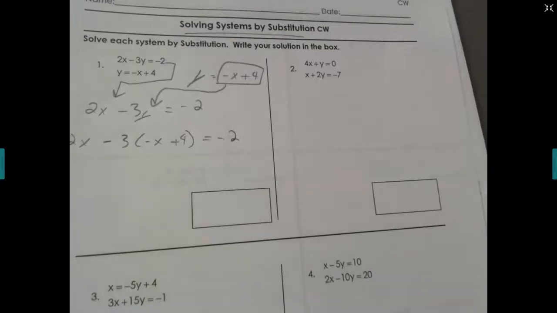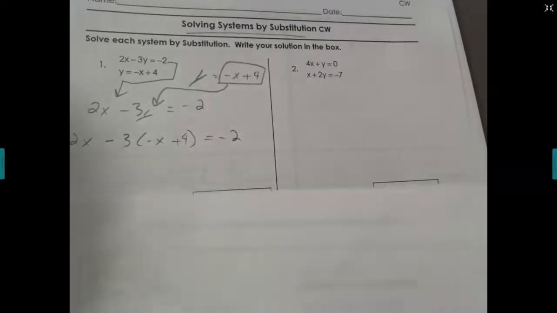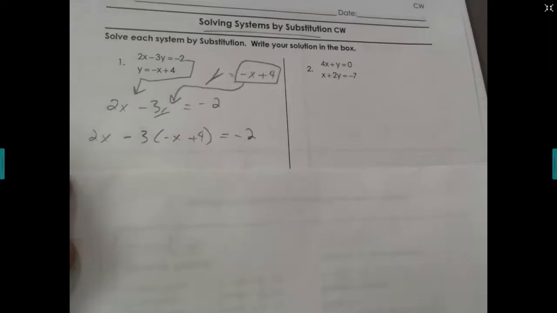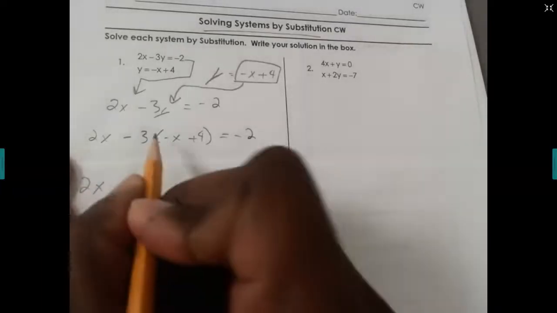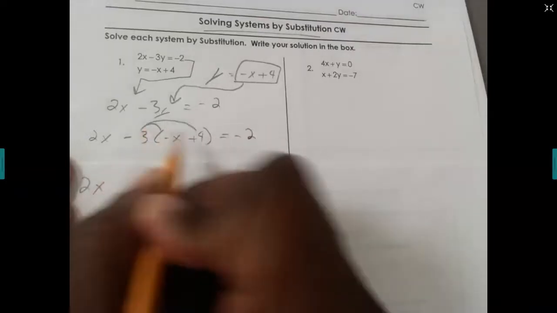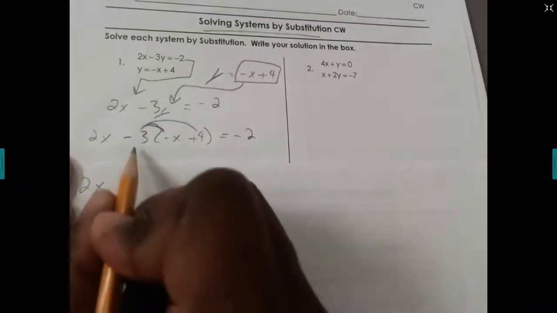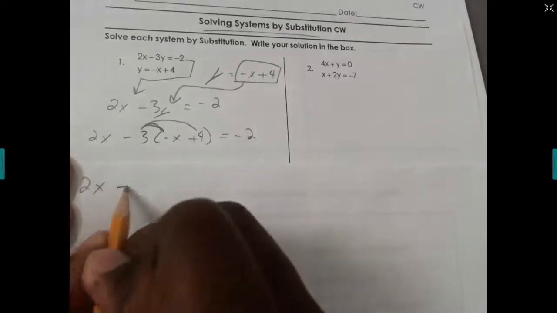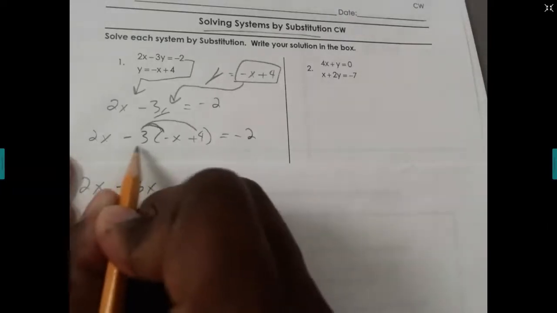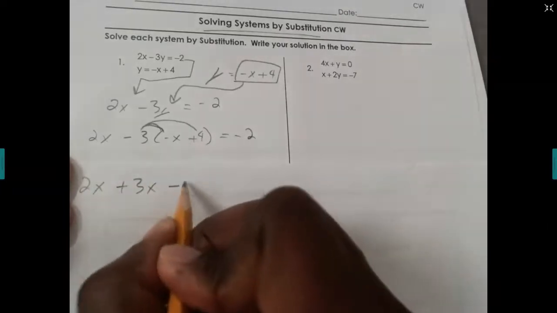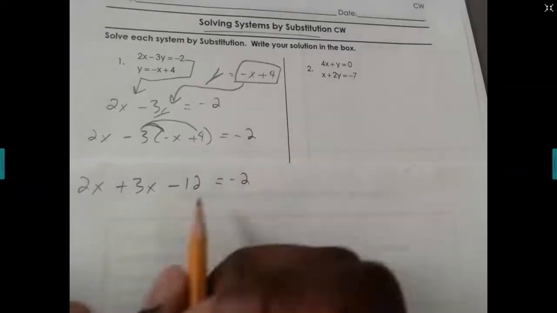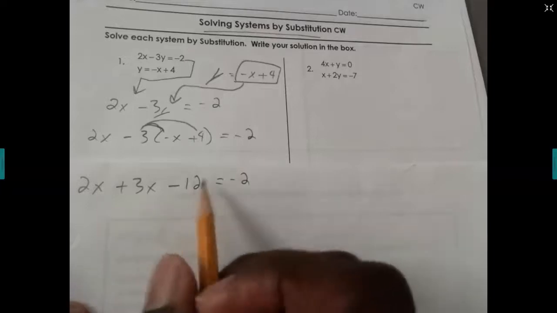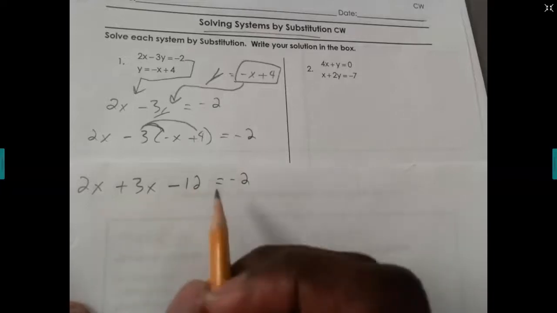Then that's a pretty basic equation you would have solved up to this point in algebra 1. That would lead you to 2x. You distribute negative 3 into the parentheses. So negative 3 times negative x should be positive 3x. And negative 3 times positive 4 should be negative 12. Equals negative 2. So from there, our goal is to get x alone. So then we can begin solving the rest of the equation.